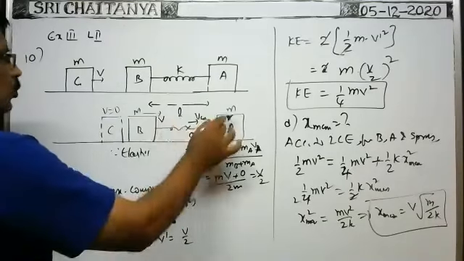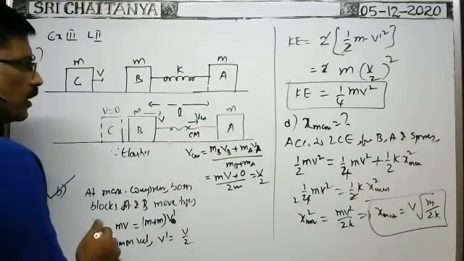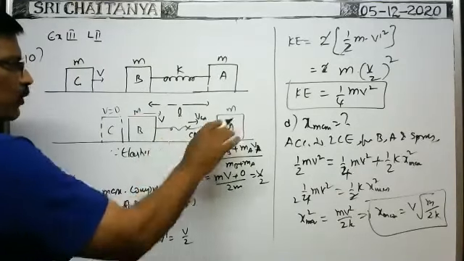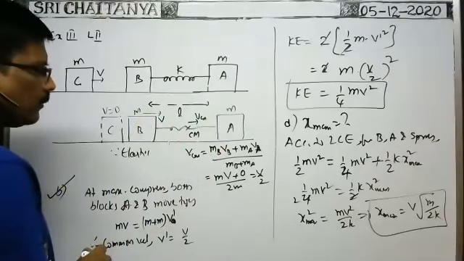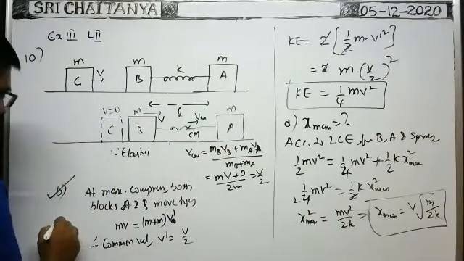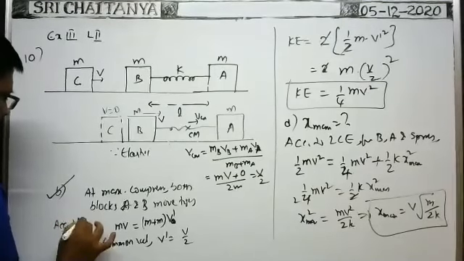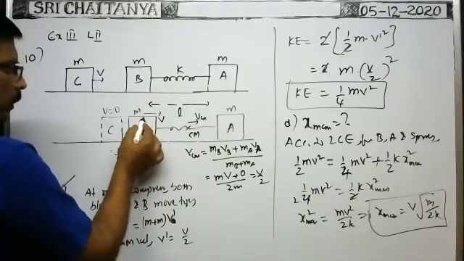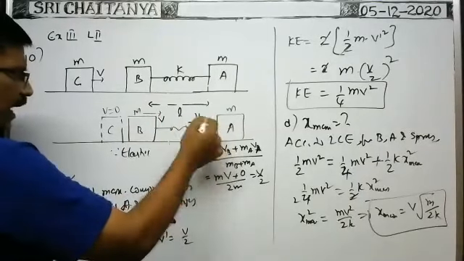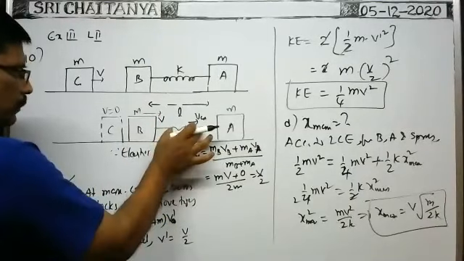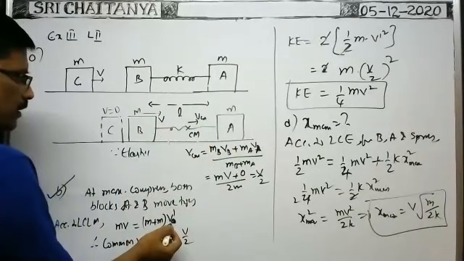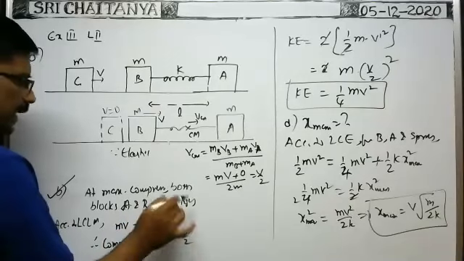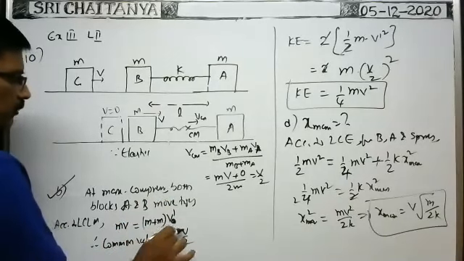On these two blocks you apply the conservation of linear momentum, because the spring force acts on the two blocks as an internal force. Internal force does not alter the total momentum of the system. According to the law of conservation of linear momentum, before compression starts, the momentum of block B is mv and the others have no momentum. After maximum compression, the two blocks can be treated as a single body of mass m plus m with common velocity v dash. So the common velocity is v by 2.